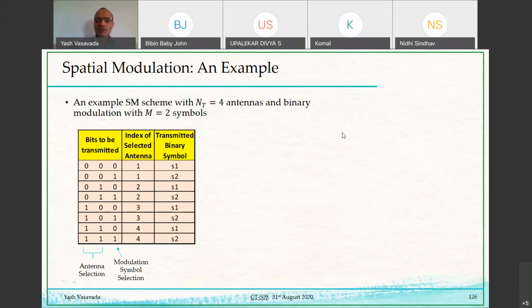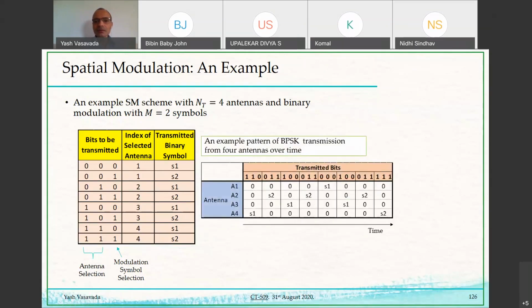So it's just a tabular way of describing the concept of space modulation. What does this table tell us? Yeah, okay, so I think this one actually is a diagram that came from some of the work that Bibin has done earlier.